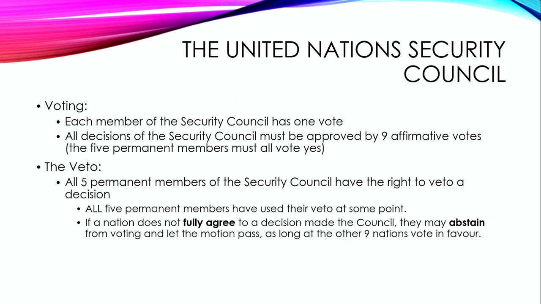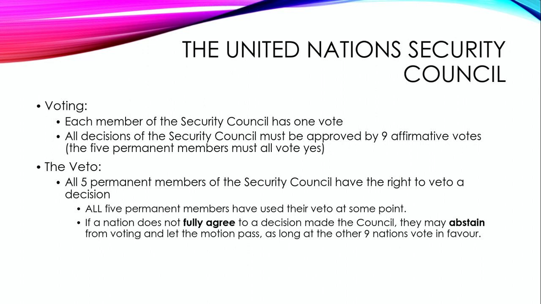Each member of the Security Council has 1 vote, and so all decisions of the Security Council must be approved by 9 affirmative votes. However, the 5 permanent members must all vote yes. And this is where we start to see the power of the Security Council come into play, and also one of the things that can lead to it being ineffective.